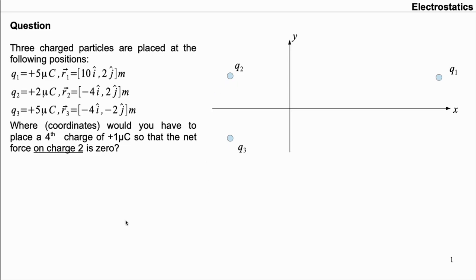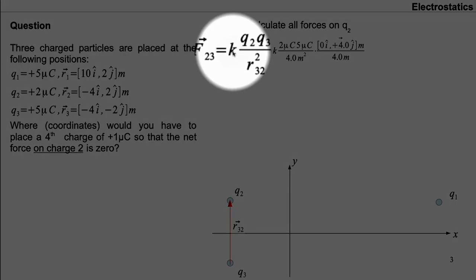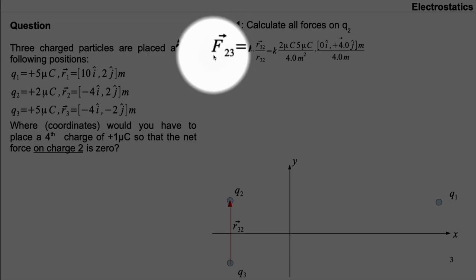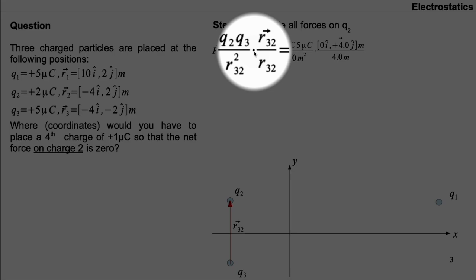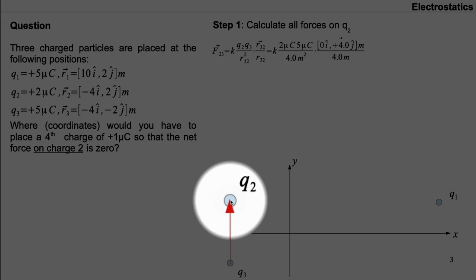So the steps to this type of question are always kind of the same thing. Step one, we need to find out all the forces acting on charge number two in this case. To do so, we use Coulomb's law in vector form. So we have Coulomb's constant times the charge 2 times the charge 3 in this case to calculate the force from 3 on 2, and we divide it by the distance between the two charges squared. And then we multiply it by the unit vector that goes from the source of the force, the one that's causing the force, in this case Q3, towards the particle on which the force is acting, in this case Q2.